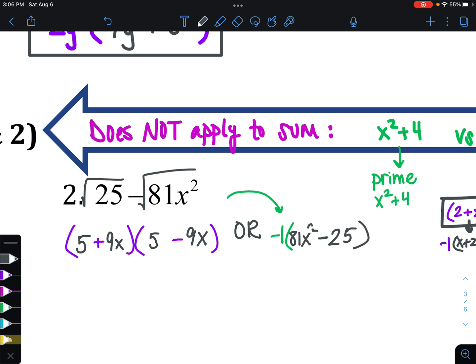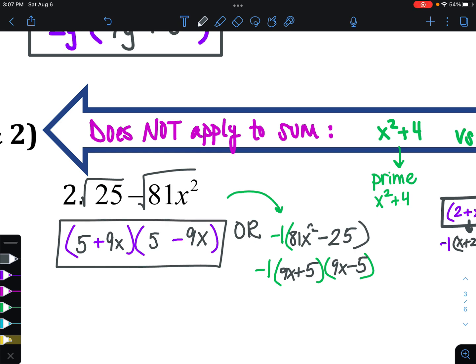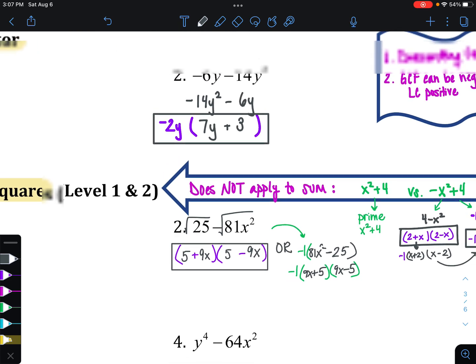And then from here, we can keep that negative 1 out front, and we'd be left with 9x plus 5 and 9x minus 5. So again, you see that 9x plus 5 is the same, and this 5 minus 9x is equivalent to negative 1 times 9x minus 5. So both of these are correct. It just depends on which method you used to get there.